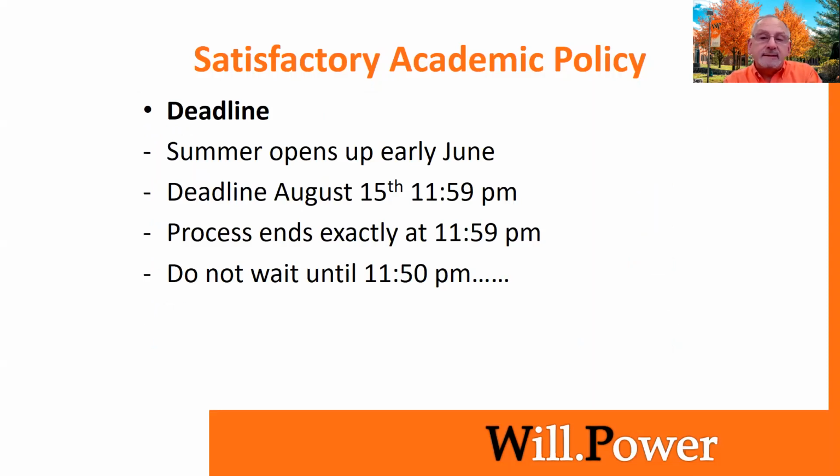The deadline to submit, well, the summer opens up in early June, and the deadline is August 15th at 11:59 p.m. The process ends exactly at 11:59 p.m. So don't wait to file your appeal until 11:50 on August 15th. Do it very early. Don't wait until August 15th, because if the process ends in the middle of your submission, you'll be locked out and we won't be able to review your appeal.